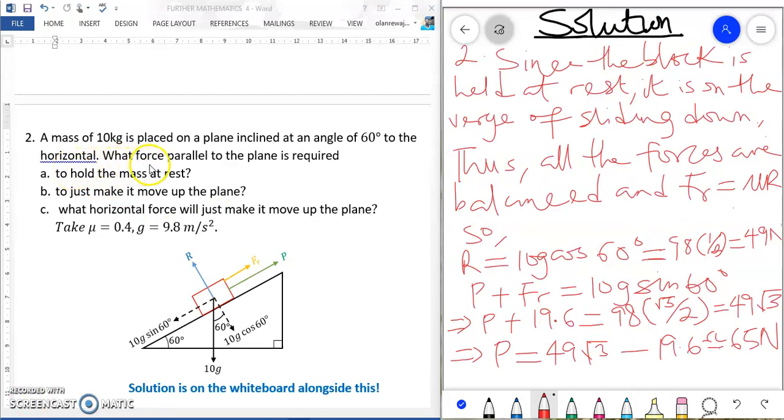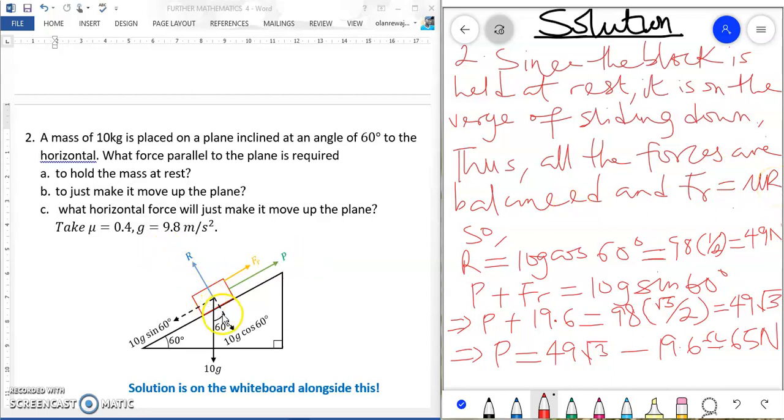Now, the first question of Number 2: what force parallel to the plane is required to hold the mass at rest? So this is the very first part of question 2. Since the block is held at rest, it is on the verge of sliding down. Thus, all forces are balanced and the frictional force, which in this case is the static frictional force, would operate at its maximum possible value, which equals the product of mu and the normal reaction.